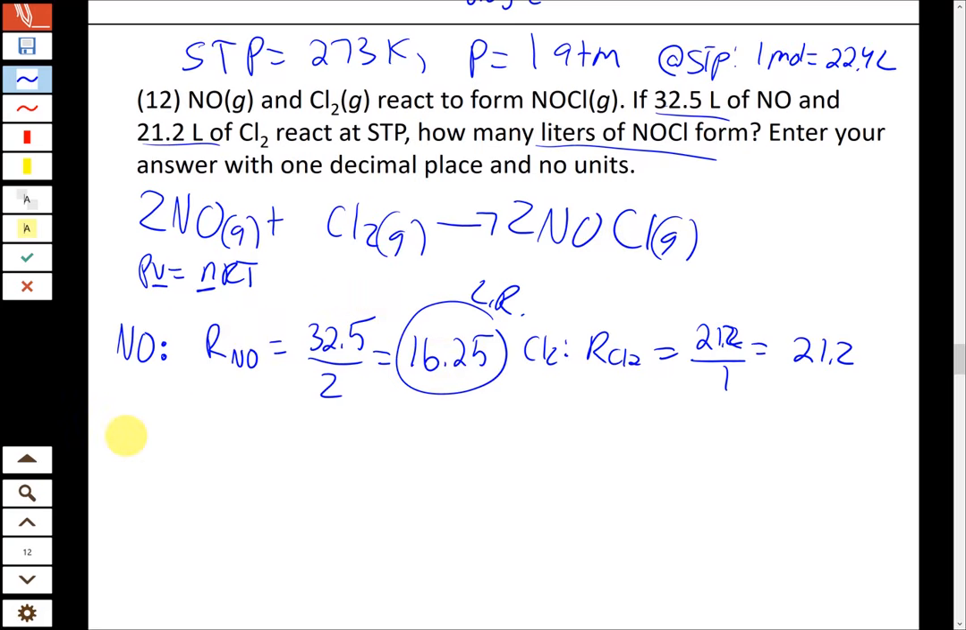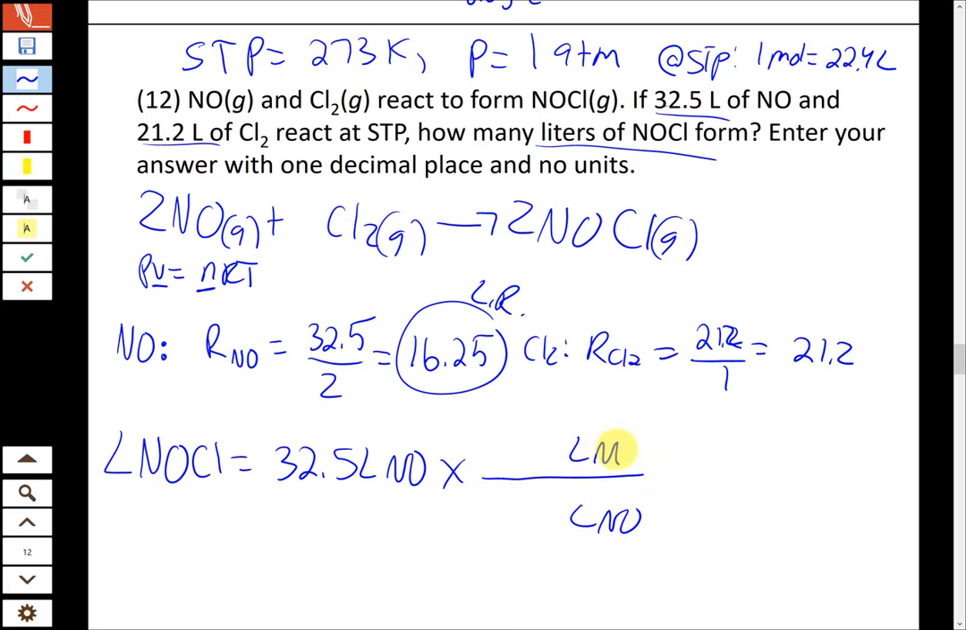So then it becomes a relatively simple stoichiometry problem where the liters of product NOCl that forms is the volume of our limiting reactant, NO, and then coefficients to find out the ratios of those that are involved. So we want liters of NO to cancel and liters of NOCl to be what we end up with. And again, we can read the coefficients directly as volume ratios for gas phase reactions. So 2 liters of NOCl will form for every 2 liters of NO that react. So that's going to give us the same number, 32.5.